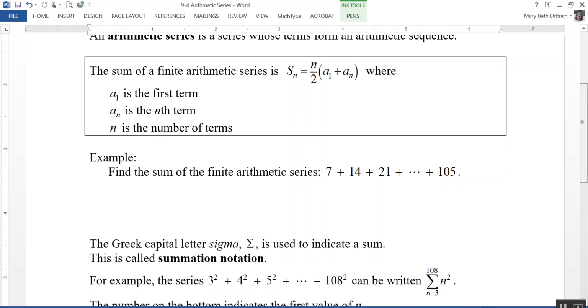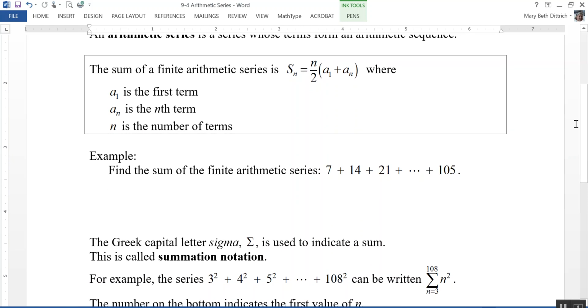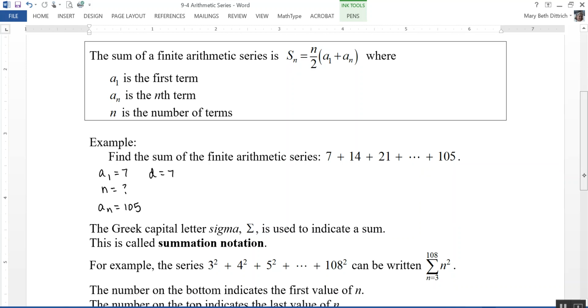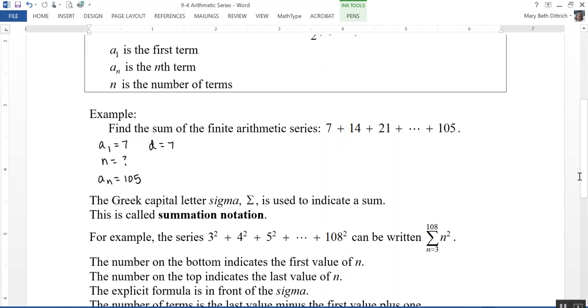Find the sum of the finite arithmetic series 7 plus 14 plus 21 plus a whole bunch of numbers plus 105. So let's identify some of our parts here. I know that a sub 1 is equal to 7. I don't know what n is. I don't know how many terms are in this series, but I do know that a sub n is equal to 105. And I know that my common difference is 7 because each time I'm adding 7. So let's go ahead and see if we can find n.